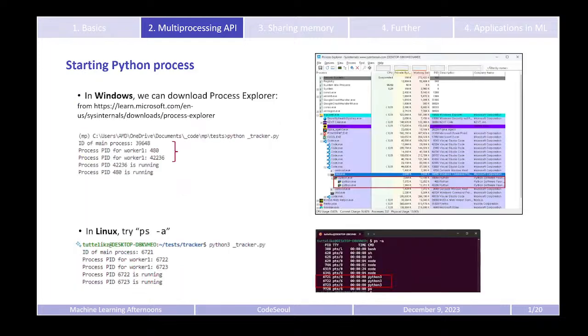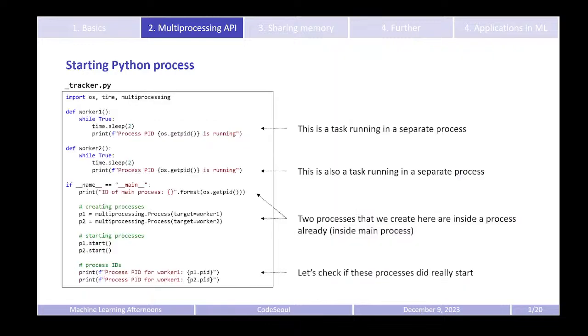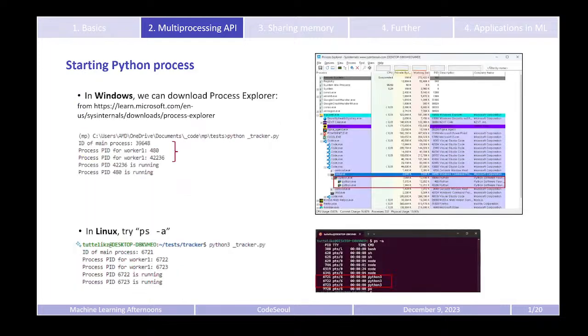In Windows we can check it from Process Explorer. We can download it from Google. If we search for Process Explorer, it's free, and after running our Python code, it shows our PID. From this code we can also print os.getpid, and we can see that the main process PID is 39648, process 1 is 480, and process 2 is 42236, and they just keep running.